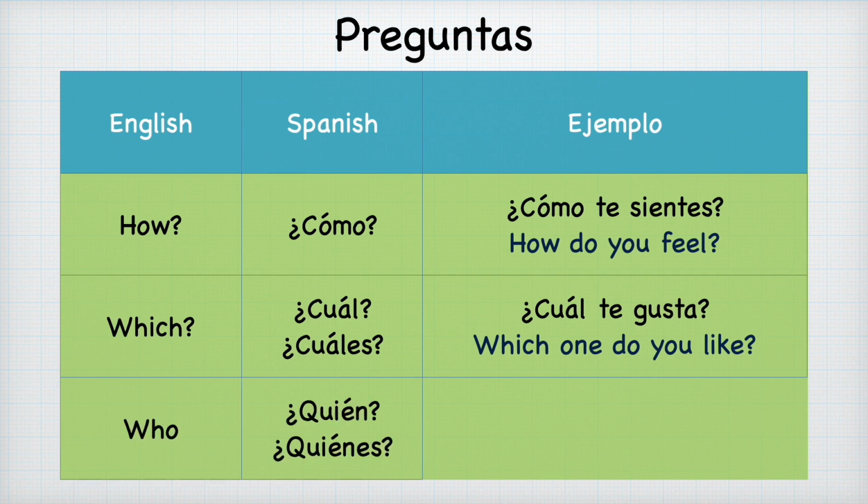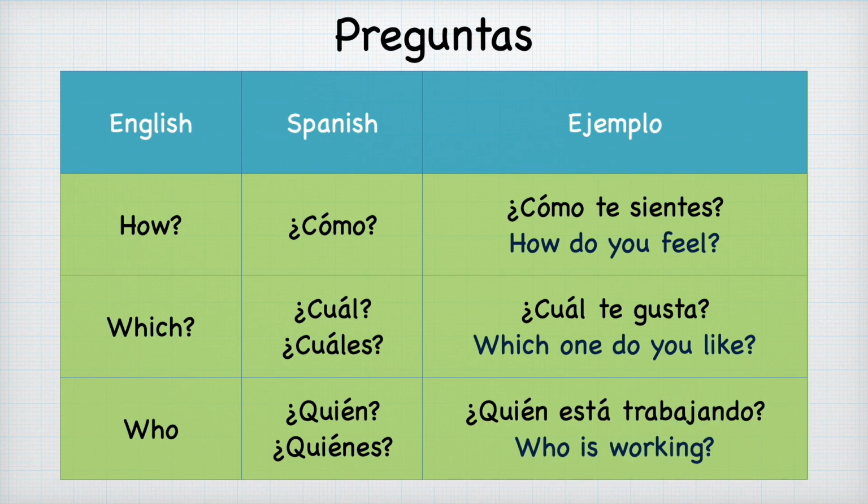Who means quién in singular, or quiénes in plural. ¿Quién está trabajando? Who is working? In plural, it would be ¿quiénes están trabajando? So we have to make sure that the verb is conjugated.